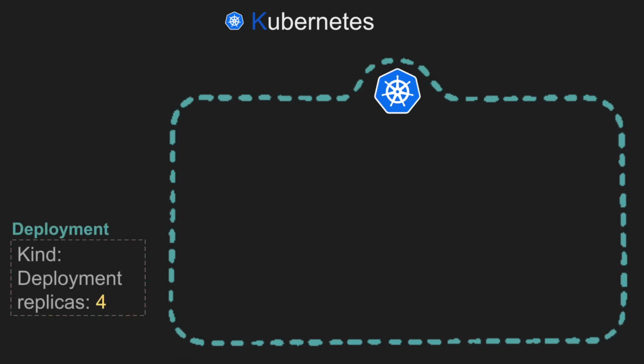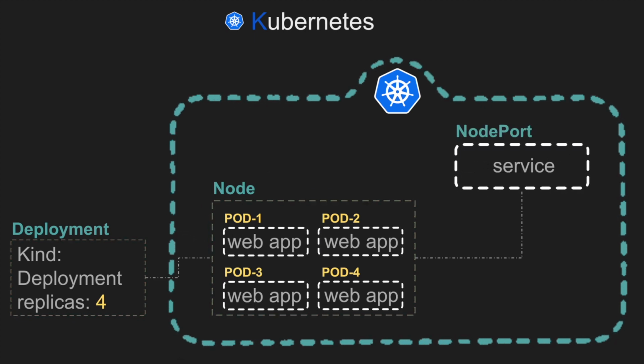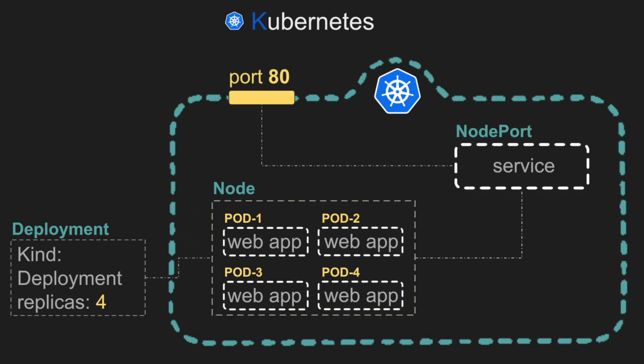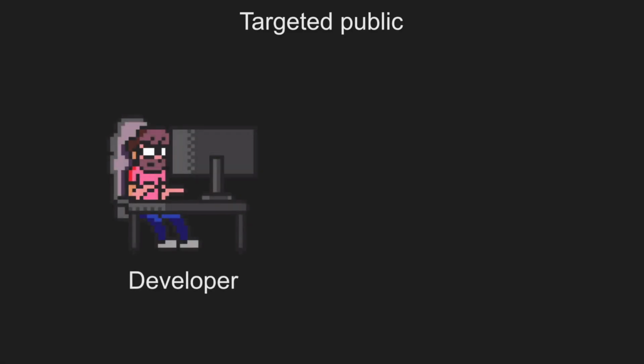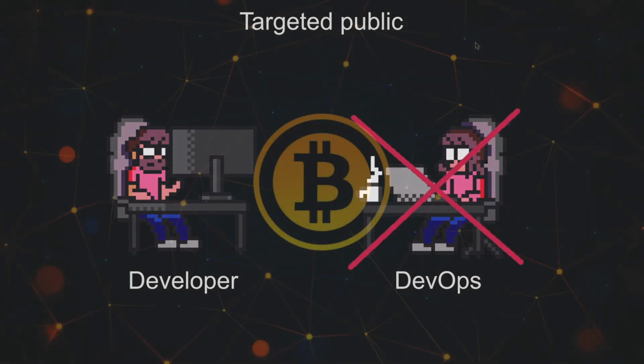After creating this container, we are going to create a Kubernetes deployment to deploy our container on multiple pods, and then we are going to create a service in order to expose our application for public clients. This content is just for developers who want to test how their containers work in the cloud. It's not meant for DevOps who are seeking advanced knowledge of Kubernetes. So let's start creating our container.